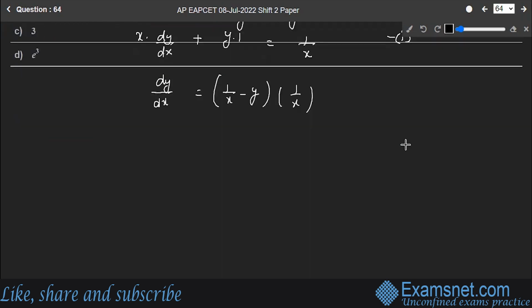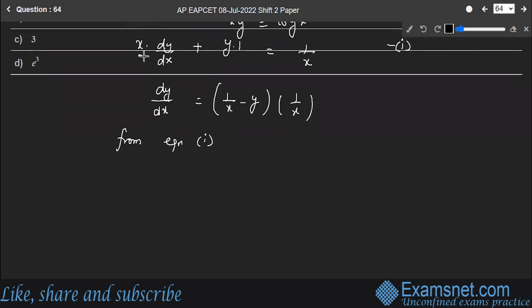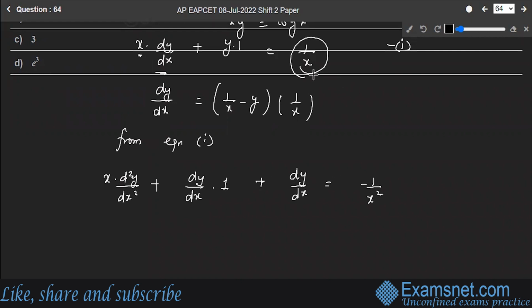Okay, so let's find out the second derivative which we have to do. So from equation 1, let's go with the second derivative. So this x is the first function and this is the second function. First function into derivative of second plus second function into derivative of first. So the derivative of x is 1, I'll keep it as such. And the derivative of 1 by x is equal to minus 1 by x squared. Hope this is clear till here.